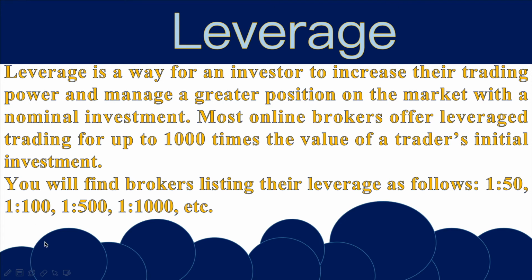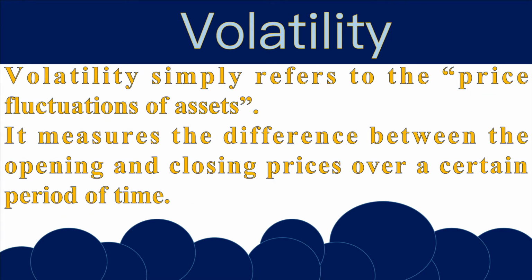So let's move on. The next term here is volatility. Volatility simply refers to the price fluctuations of assets. It measures the difference between the opening and closing prices over a certain period of time. Fluctuations of assets. That's just the simple definition of volatility.